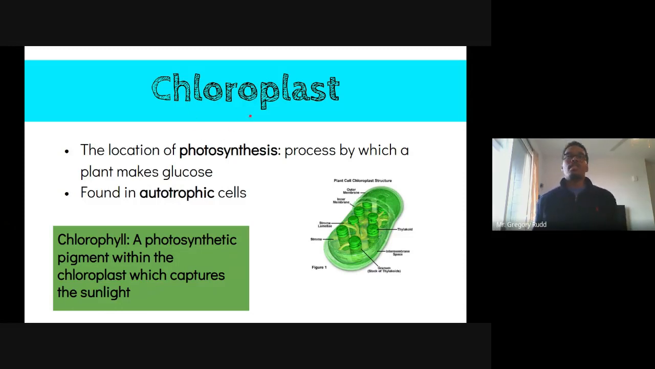The process of photosynthesis uses light from the sun to create glucose, to make food. And then that food can then be used to make energy. So it's a cool process that takes place inside of plants.